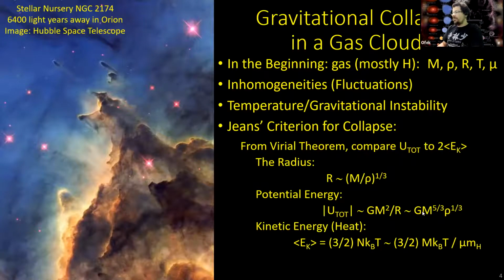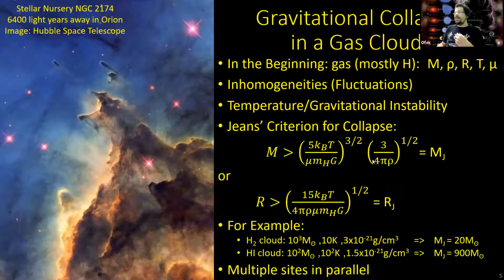Okay, so here we have, again, potential and kinetic energies, and we see that the temperature, the density and the mass fit in with different powers. So if we compare these two, we actually get a condition. We want the potential energy in absolute value, or the total energy in absolute value, that is the depth of the potential well, to be stronger than the kinetic energy. This will give us a condition relating the mass to the density and the temperature. And that criterion is called the Jeans criterion.